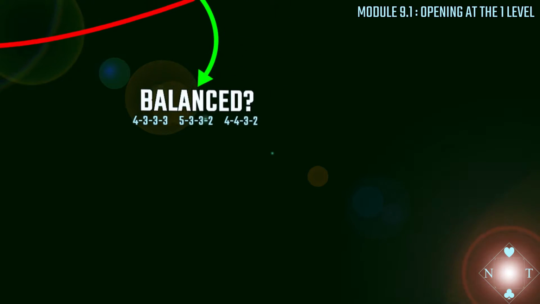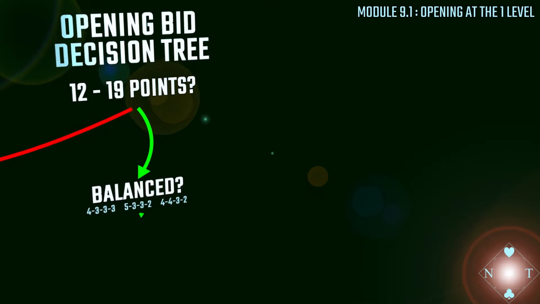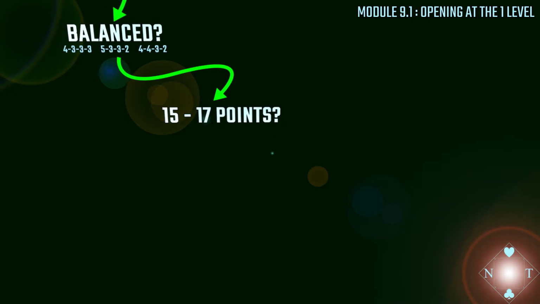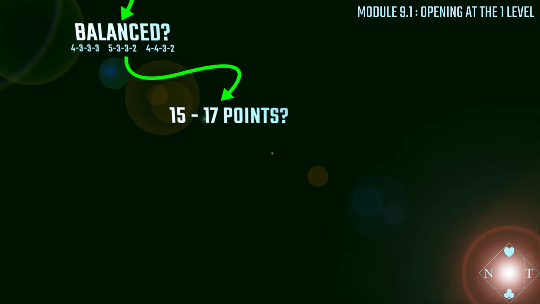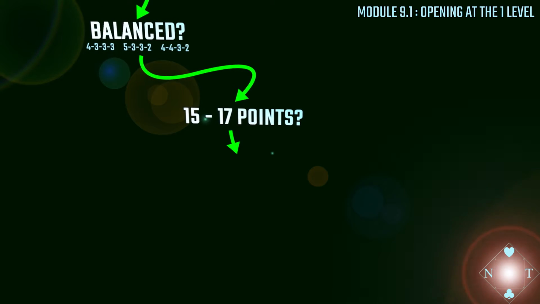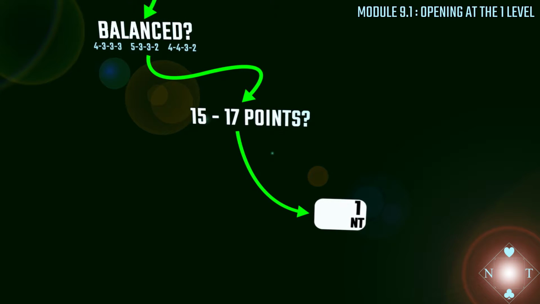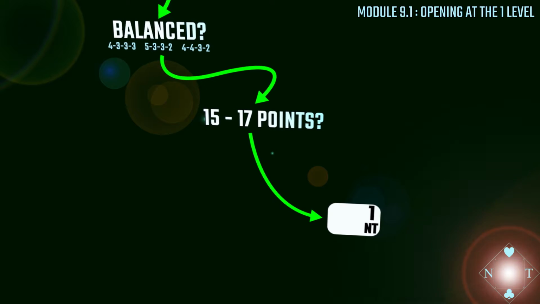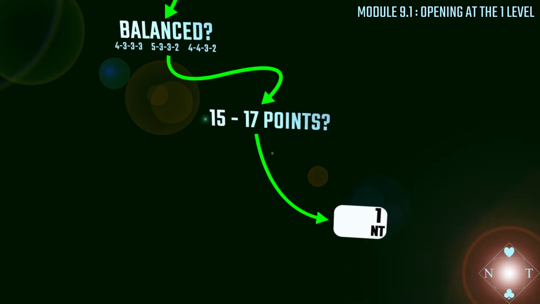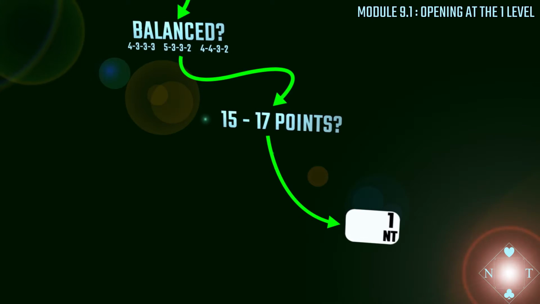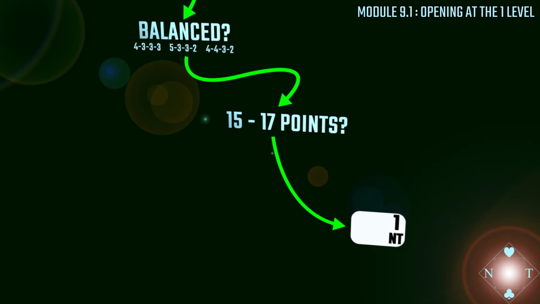When your hand is balanced, the next question you ask should be, is my point count within the 15 to 17 point range? If so, you have your opening bid with no need for further questions. You bid 1 no trump. An opening bid of 1 no trump indicates that you're holding a balanced hand with between 15 to 17 points. As we will see in Module 10, this information is extremely useful to your partner.